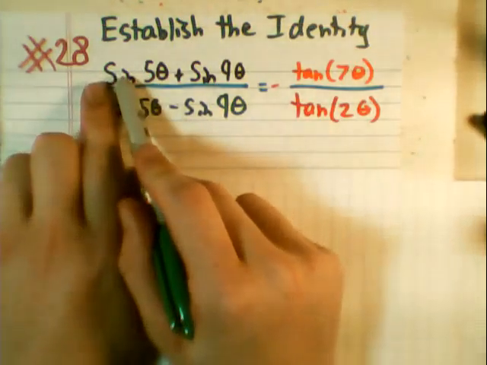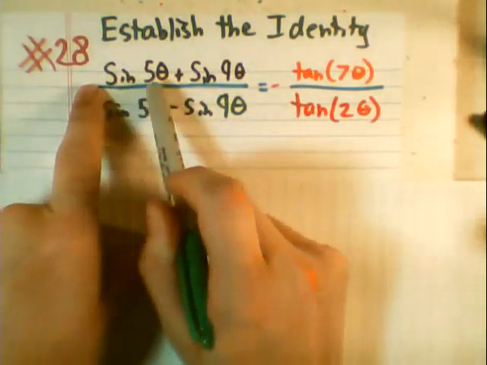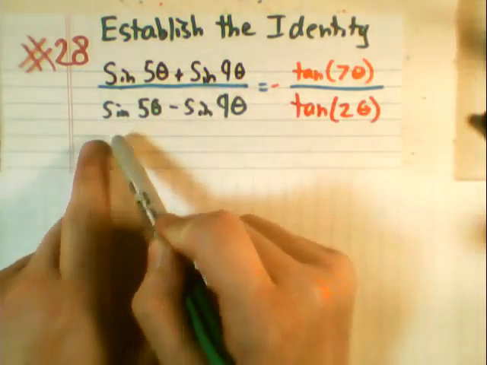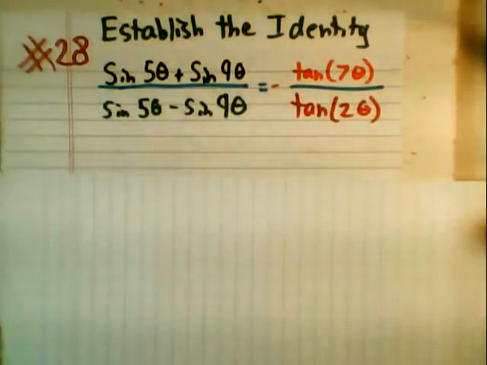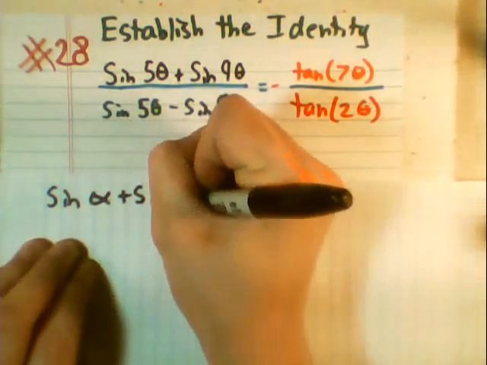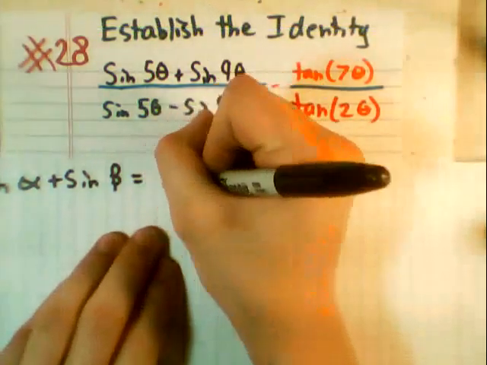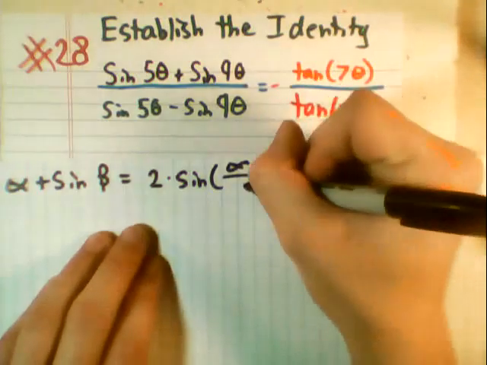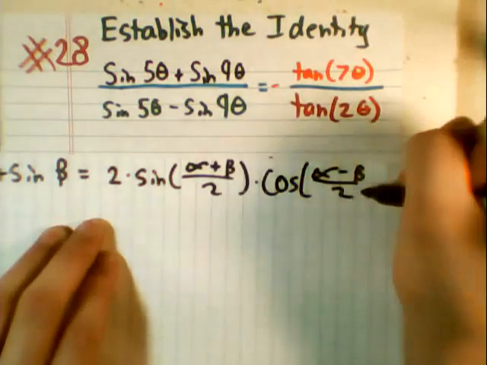So this top is a sum to product identity. It's the sine alpha plus sine beta. And the bottom is another sum to product. It's sine alpha minus sine beta. So let me write these out for you so you can see them. Let me do the top first. We have sine alpha plus sine of beta, and that equals 2 times sine of alpha plus beta divided by 2 times cos of alpha minus beta divided by 2.